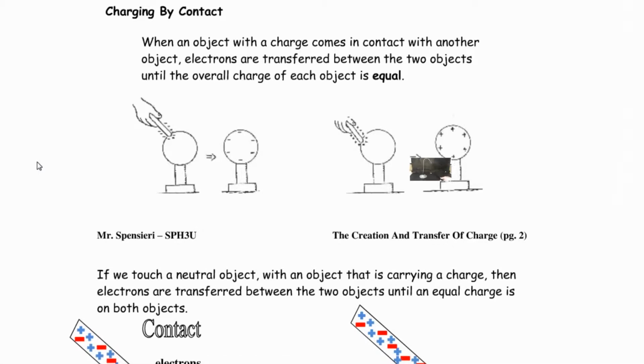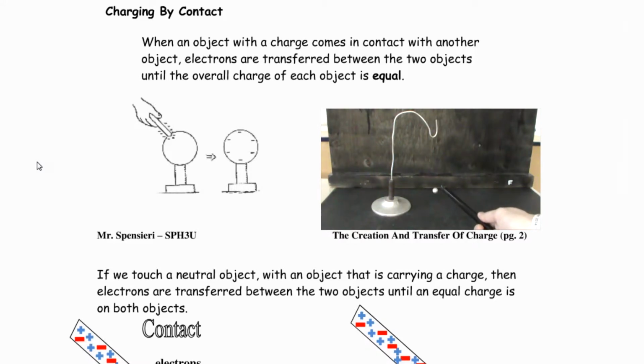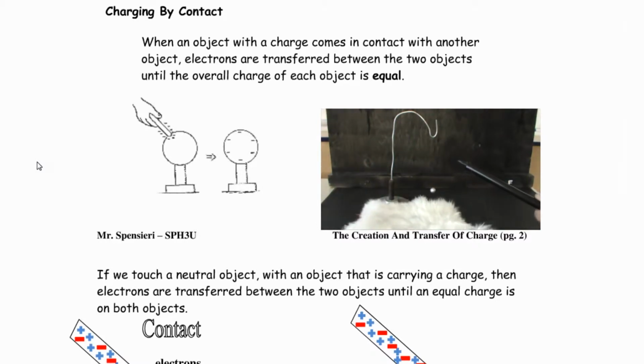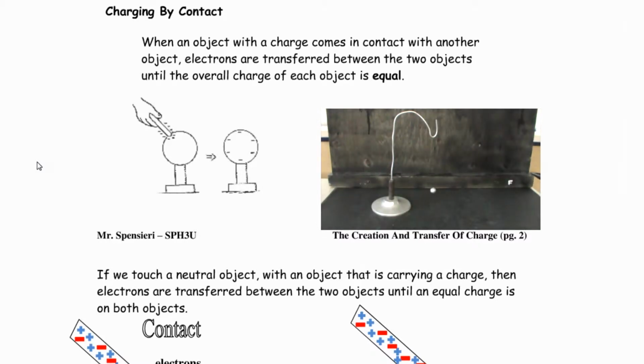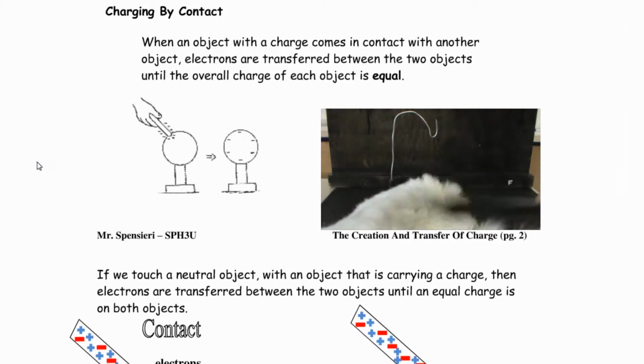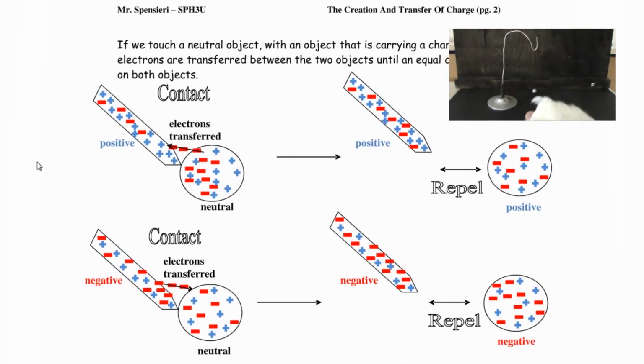Another way objects can be charged is by contacting a neutral object with a charged object. What happens in this situation is the charged object transfers part of its charge over to the neutral object until the electrons are equally dispersed.